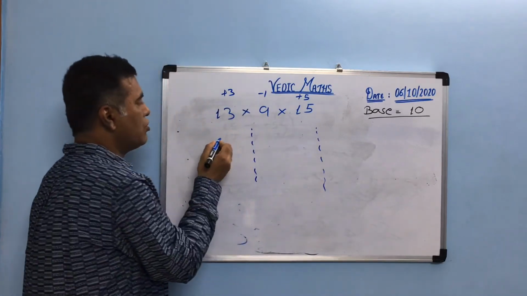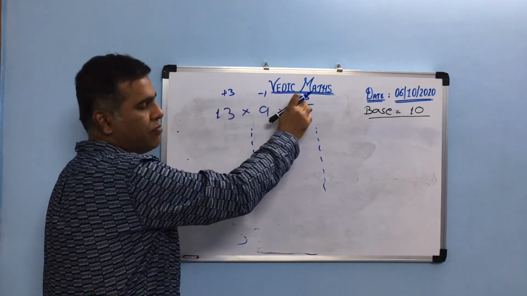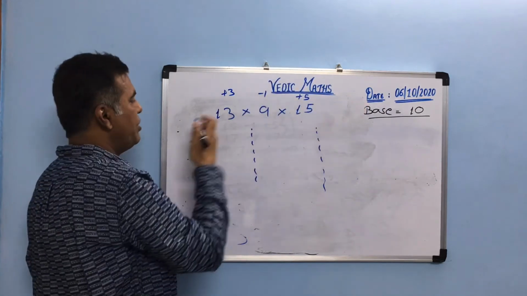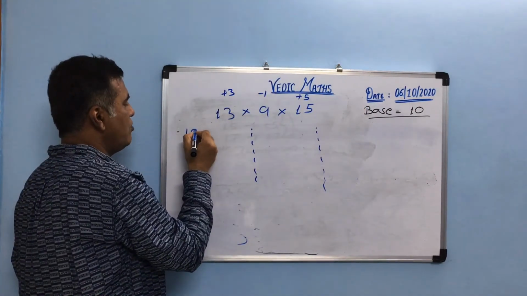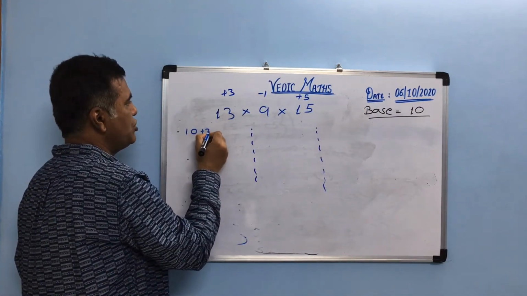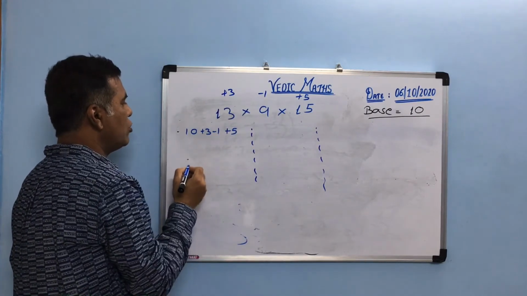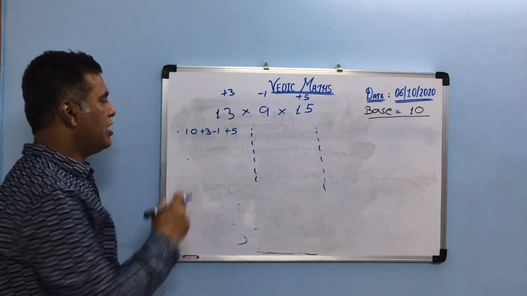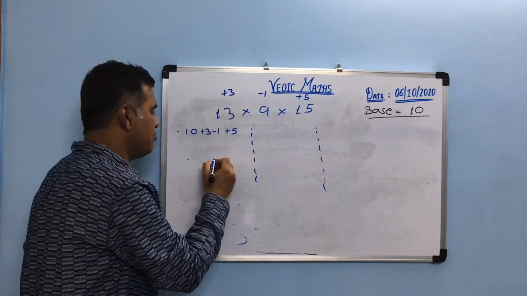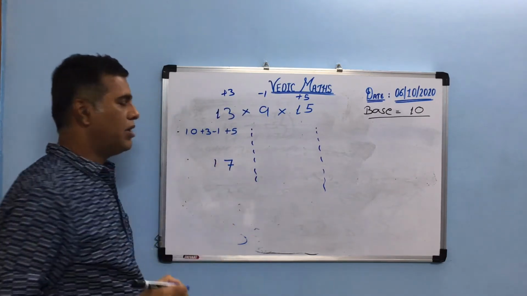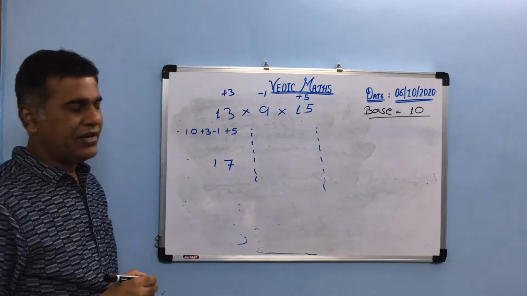In the first column, what will we write? We will take their sum with the base. That means in the first column we have to write 10 plus 3 minus 1 plus 5. So this will be equal to 10 plus 3, 13, minus 1, 12, plus 5, 17. So the first number that I am getting is 17.